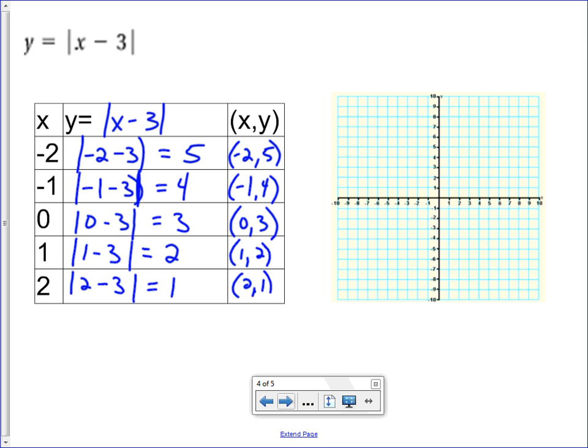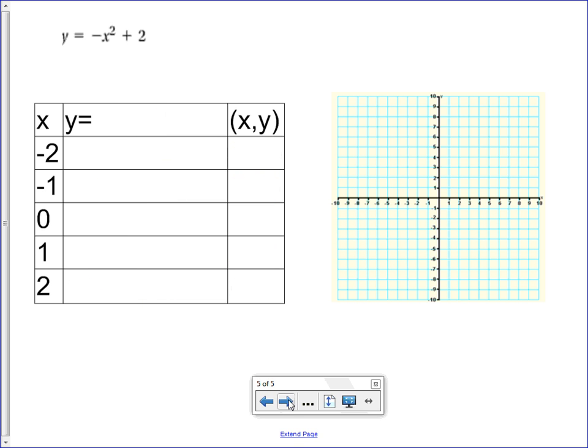So for this one, I'd have this graph like so: a -2, 5, a -1, 4, a 0, 3, a 1, 2, a 2, 1. So that would be my graph there. Okay, if you continued it out, you'd end up with a graph that bounces back at this point, and you'd have this for a graph.